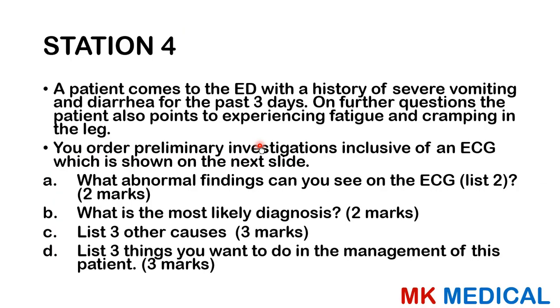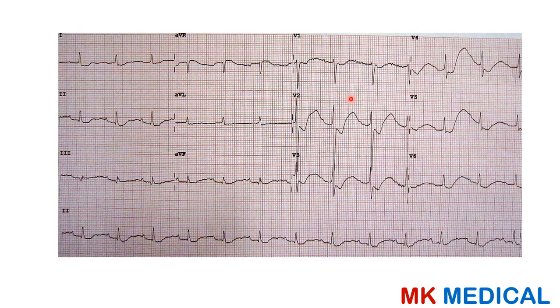So this person has a history of severe vomiting and diarrhea for the past 3 days. That's quite significant. They have a history of fatigue as well as cramping in the similar period, which is also quite significant. When you do your ECG, you're going to be seeing certain abnormal things. But remember, whenever you're reading your ECG, the first thing that you're looking at is, of course, the demographics of the ECG, which are not really shown on the patient.